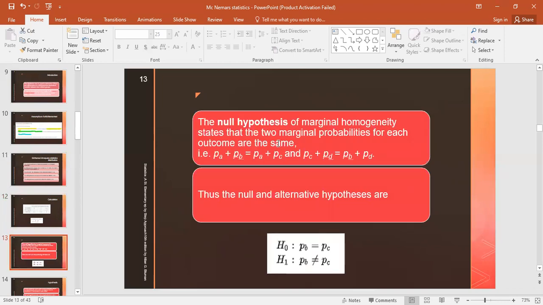The null hypothesis of marginal homogeneity states that the two marginal probabilities for each outcome are the same. A plus B equals A plus C, and C plus D equals B plus D. If we write our null and alternate hypotheses, this is our null hypothesis, in which we can say that PB is equal to PC, and our alternate hypothesis suggests that both discordant pairs are not equal.